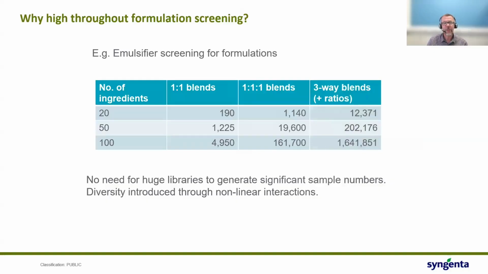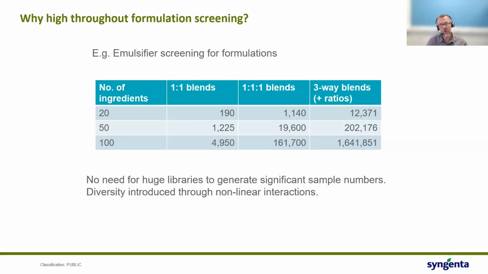And because of the complexity, this is just a very simple explanation of the number of components that we can put in there. So if we have, top row, 20 ingredients and we just want to do a one-to-one blend, that's 190 samples. And a formulation chemist could do that in the lab. If you want to build in more complexity and just do a straight one-to-one blend, that's 1,100 samples. And that isn't something that a formulation chemist can do in a reasonable amount of time.